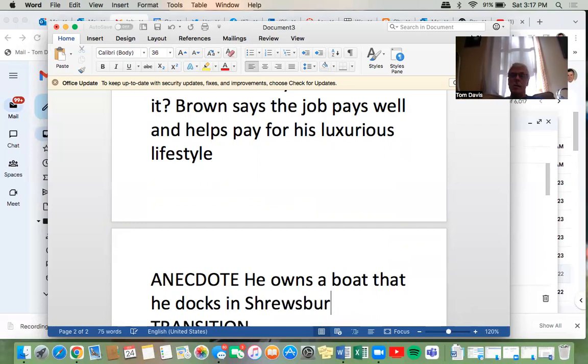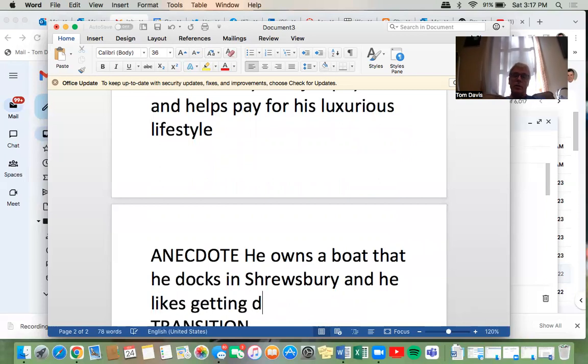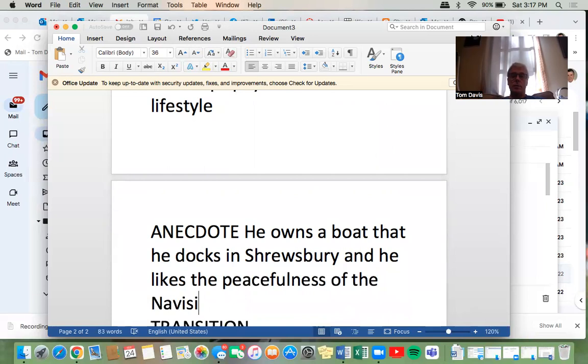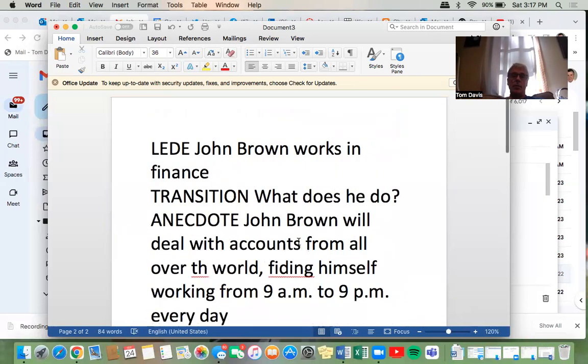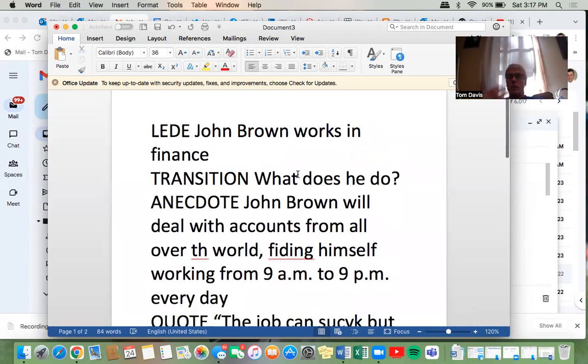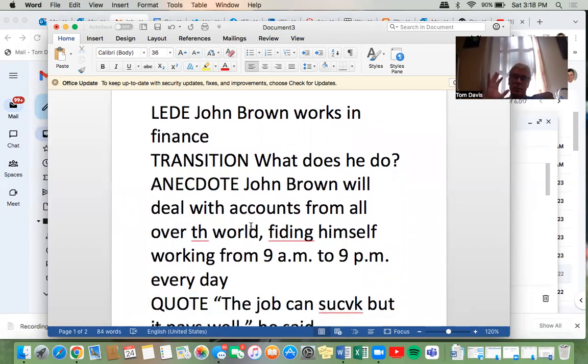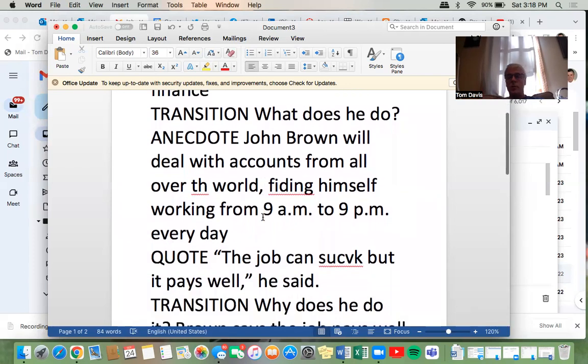And he likes getting drunk on it. Ha ha ha. No, that's not good. And he likes the peacefulness of the Navesink River. How do I spell Navesink? I don't know. And then maybe another quote. See, then you go through this whole rinse and repeat. So you basically have your overall, something a little more specific that brings out the who, what, where, why, when, and then something close to the ground, slice of life that brings even more depth to the story in the form of an anecdote, a story within a story.